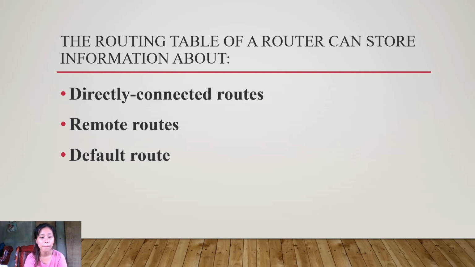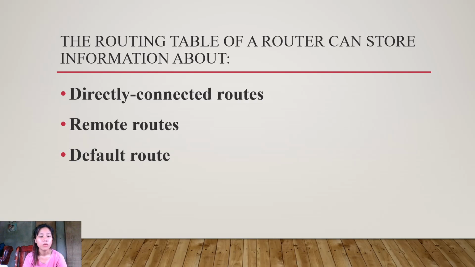The routing table of a router can store information about directly connected routes, remote routes, and default routes. Directly connected routes come from the active router interfaces. Routers add a directly connected route when the interface is configured with an IP address and is activated. Each of the router's interfaces is connected to a different network segment.